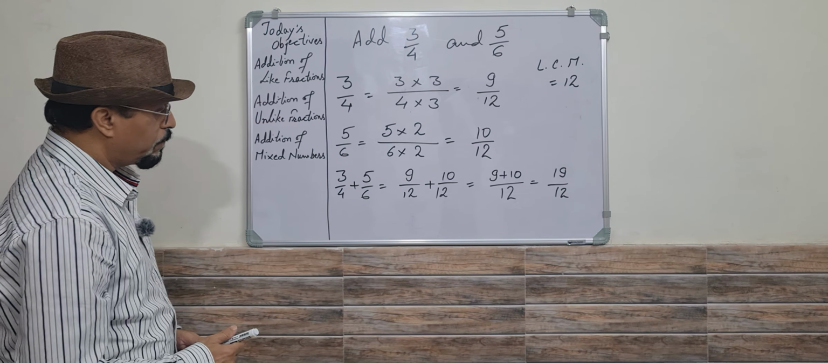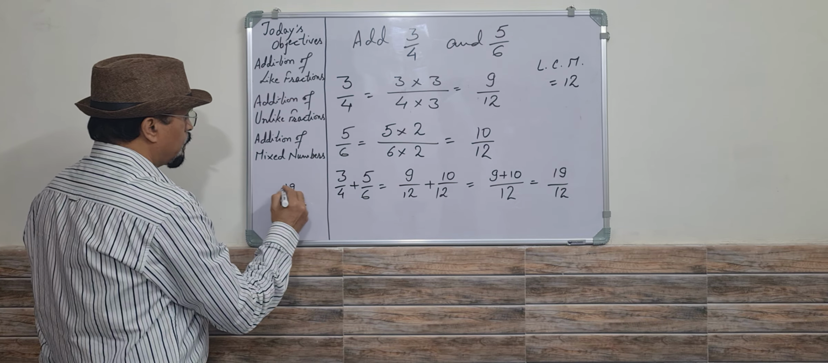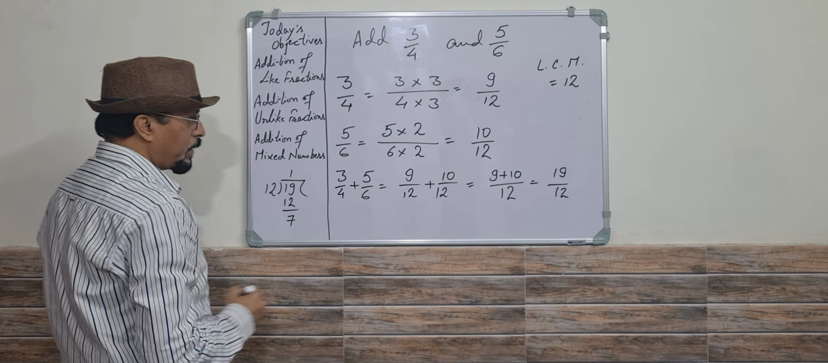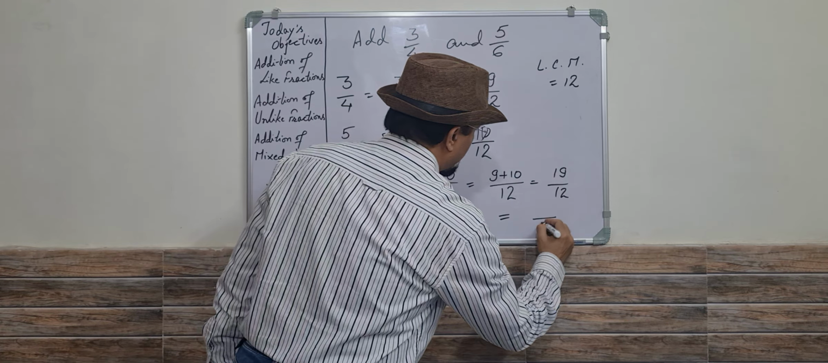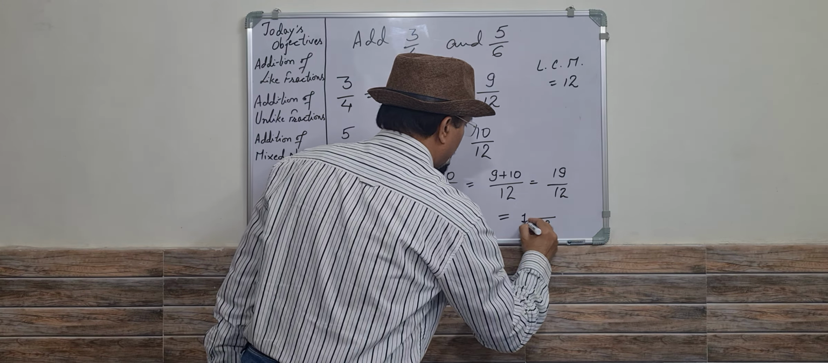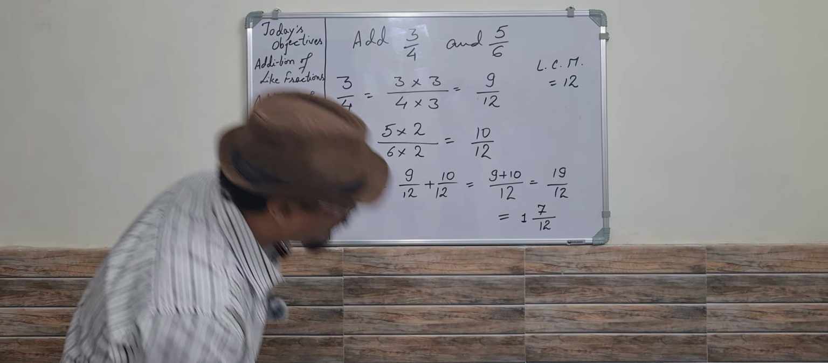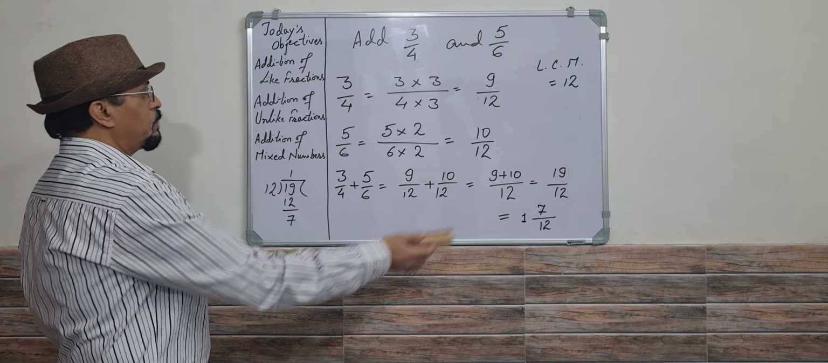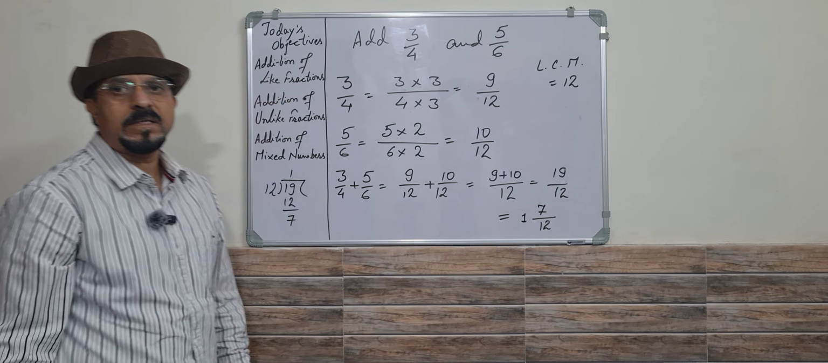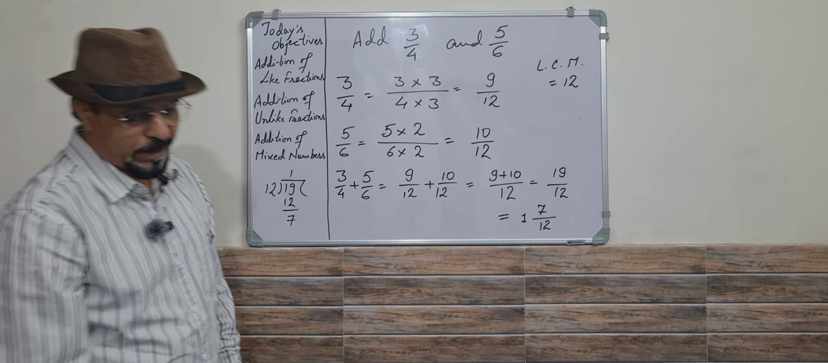For converting into a mixed number, the very simple formula, we'll divide 19 by 12. 12 ones are 12. 7 is the remainder. So for the mixed number, we'll write the denominator as it is, we'll write the quotient over here, we'll write the remainder here, and this is the final answer. One whole number 7 by 12. 3 by 4 plus 5 by 6 is equal to one whole number 7 by 12. This is how we add unlike fractions.